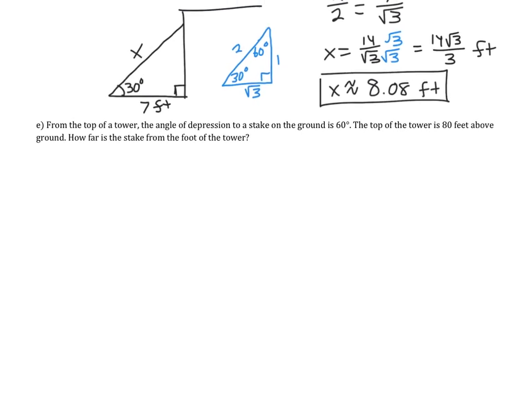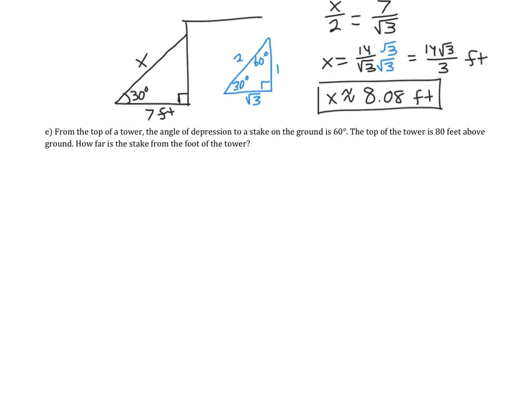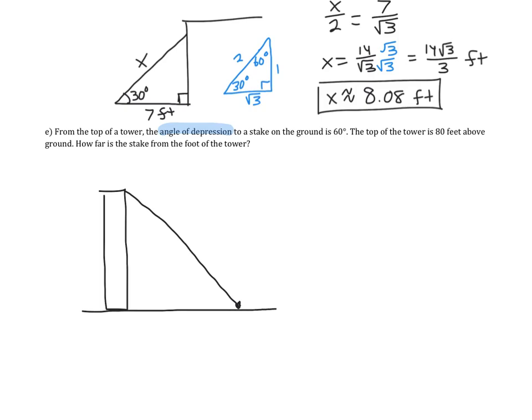Okay, let's look at this last example together. So this says from the top of a tower, the angle of depression, so we need to be very careful with this, to a stake on the ground is 60 degrees. So here's our tower, and it says from the top of the tower, the angle of depression to a stake on the ground. So here's something, that stake on the ground, here's our ground.